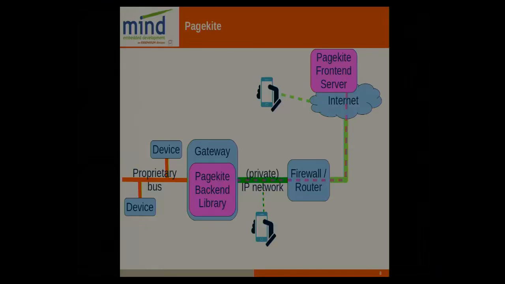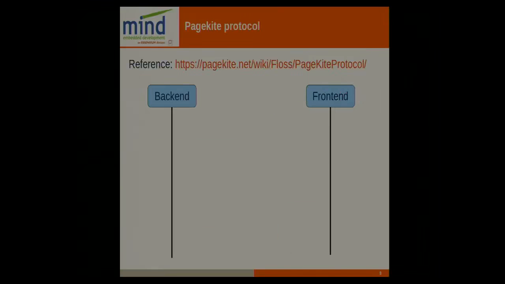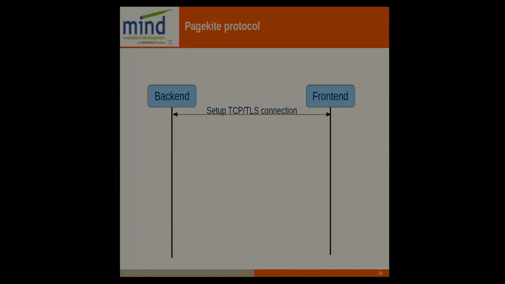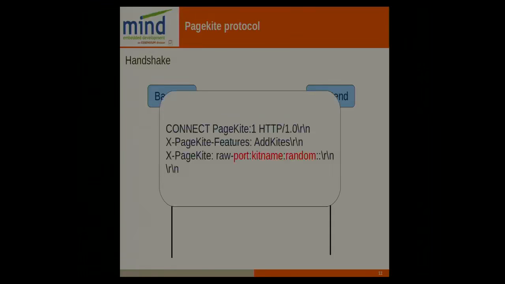So how does it work, Pagekite? You have your backend, you have your front-end. The reference link is there, so if you want to read more about it. You start off with setting up a normal TCP TLS connection. If you want encryption, of course, you need TLS. Then you send a connect message towards the front end, which consists of a similar way as HTTP connect. So you have some sort of fields that you need to fill in.